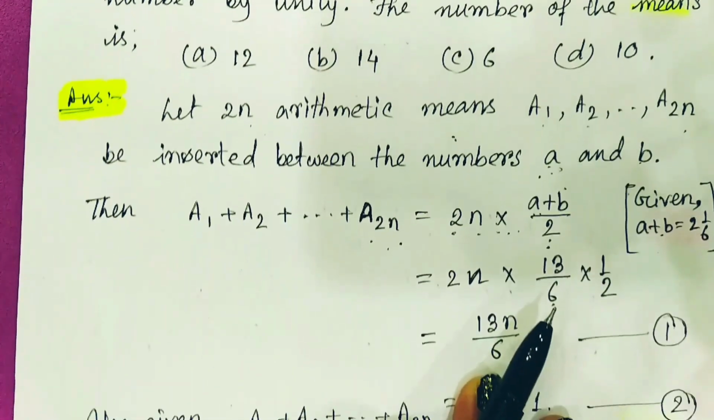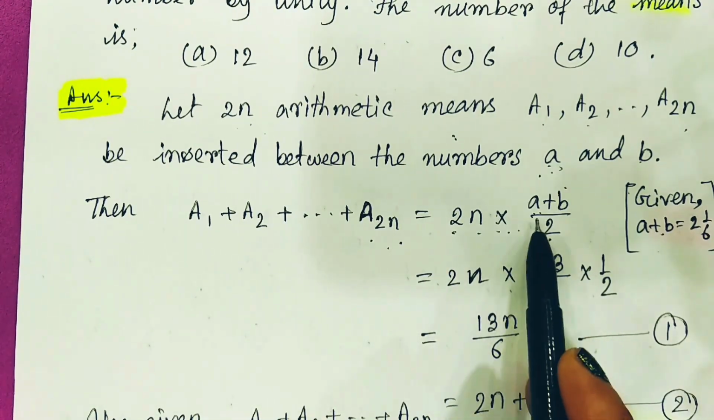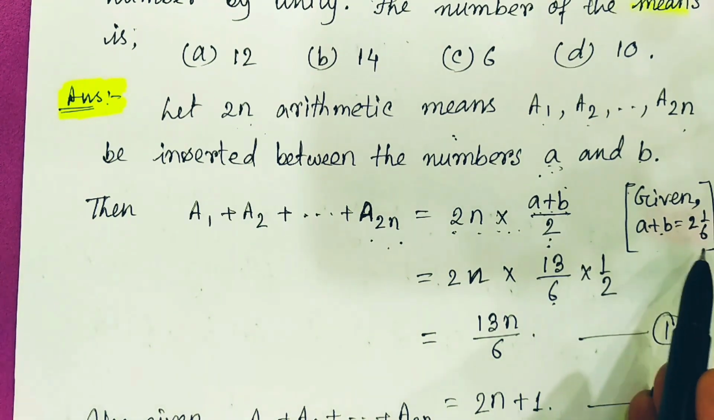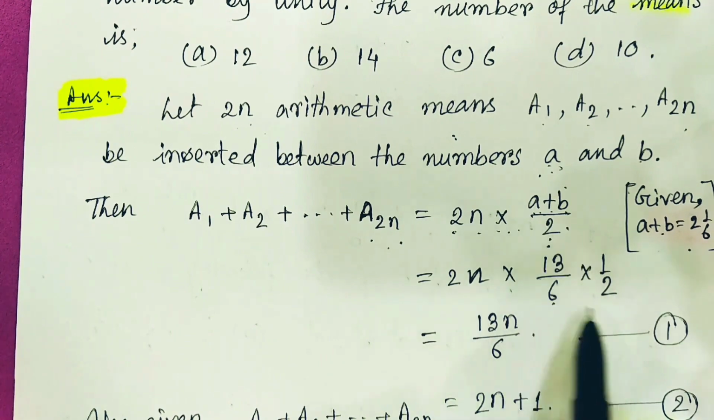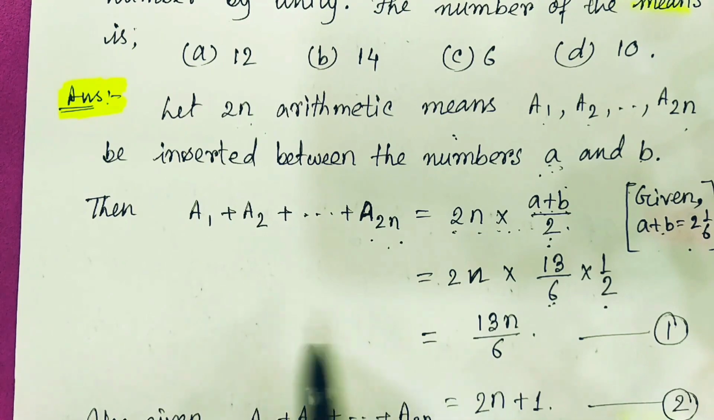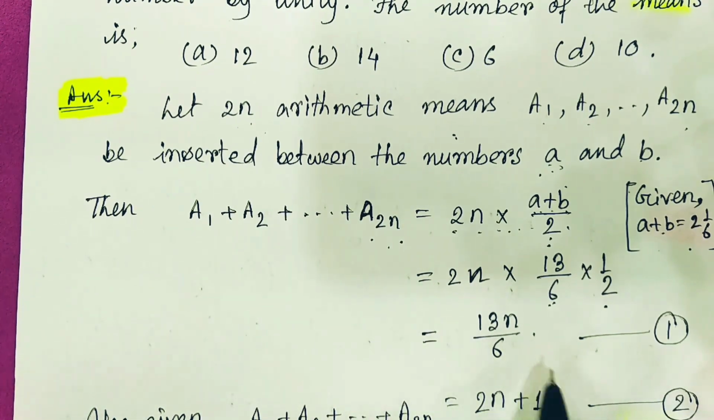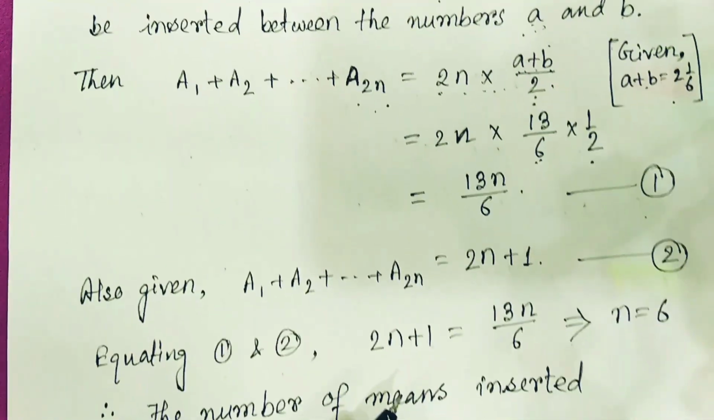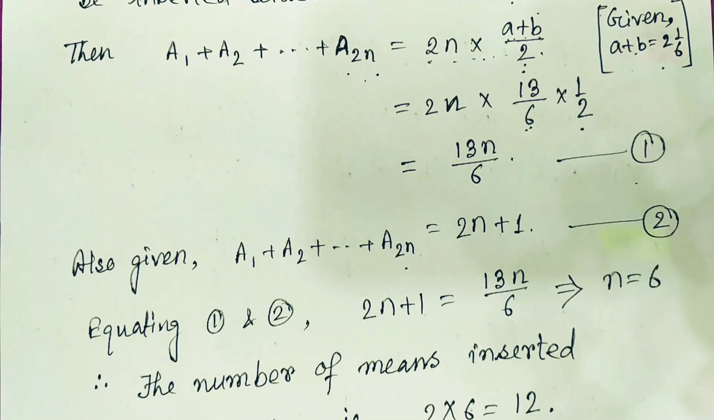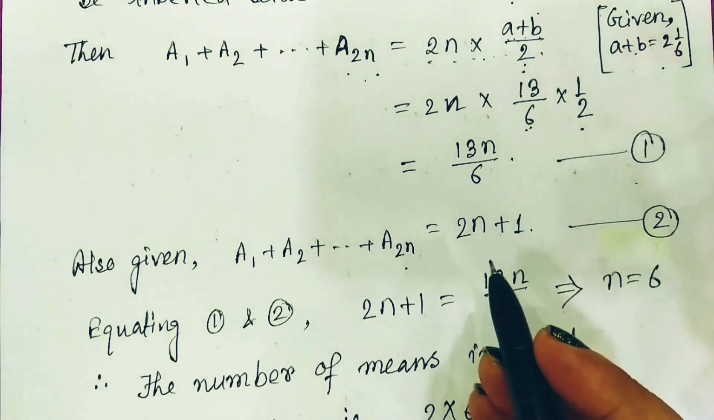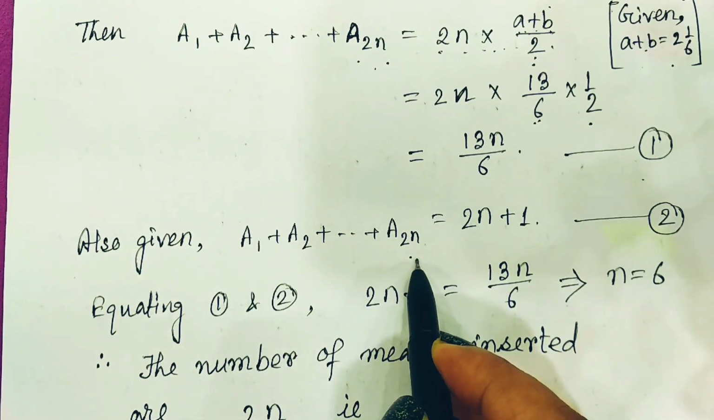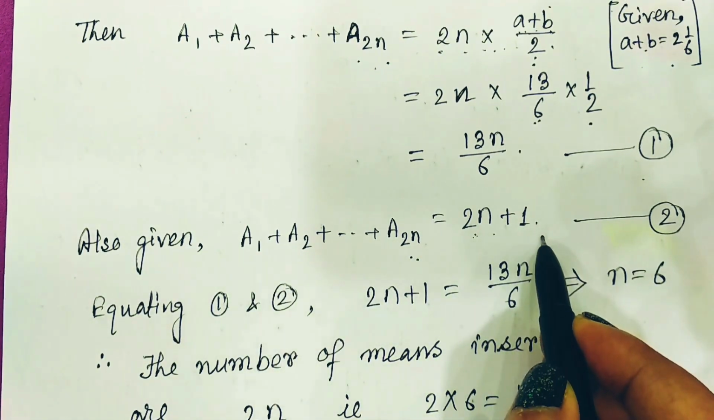So if we substitute the value of this, we find that A plus B is given as 13/6. So (13/6) by 2, we should multiply with that. After simplification, we will find this summation is 13n/6. That is our equation number 1. It is also given that this summation exceeds their number by unity, so if we add 1 to the number, that is the summation of all these means. So it should be 2n plus 1 as per the given question.